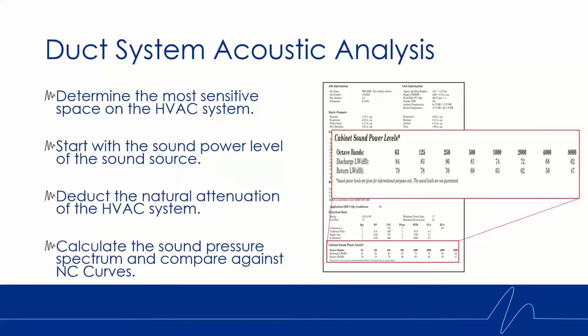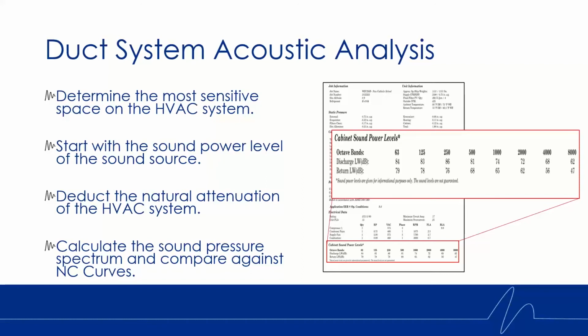So when we start doing an analysis, these all start to come into play. First of all, we're going to determine the most sensitive space on the HVAC system. This is either going to be the room that's closest to the sound source, so it has the shortest path between the source and the room, or it could be the most sensitive space. Let's say the room closest to the sound source was a closet or a storage room that's not commonly used. You might want to consider doing an office that's down the hall with a little bit longer duct run, but a more sensitive space.